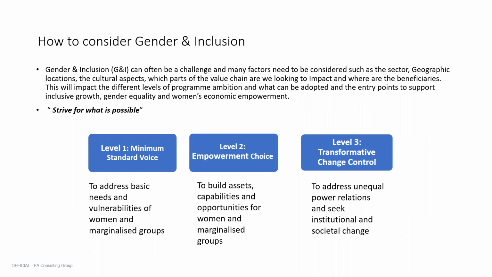So you can start with the minimum and say, will my project provide basic needs for women and marginalized groups? So by purchasing our product, or by developing it, or however we're planning our project, will it allow basic needs to be delivered? And the second one is empowerment.